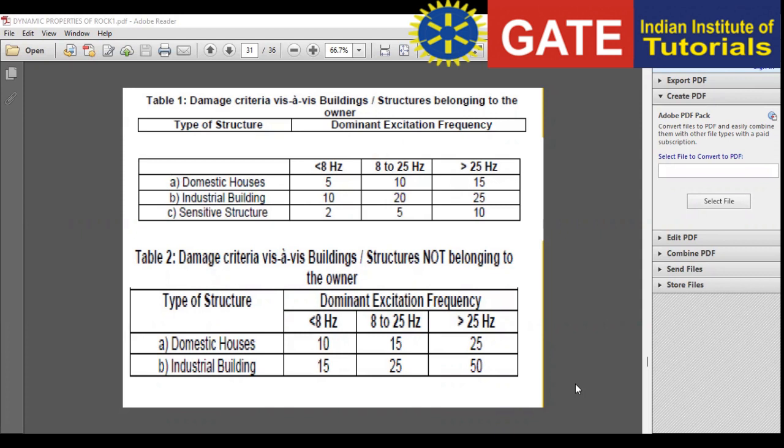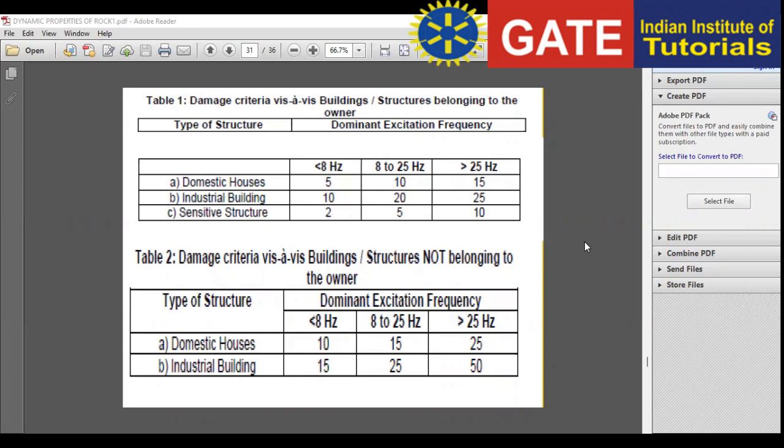Sir, I'm just guessing, sir. A building structure has some frequency. If the peak particle velocity matches that frequency, the building will collapse, sir. Okay, yes, you are a little bit right, you are in the right direction. Actually, resonance frequency, sir.